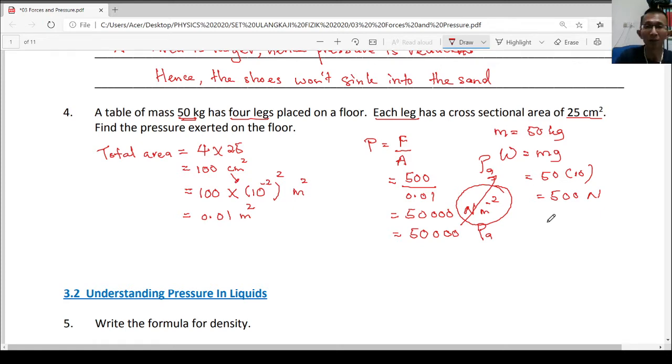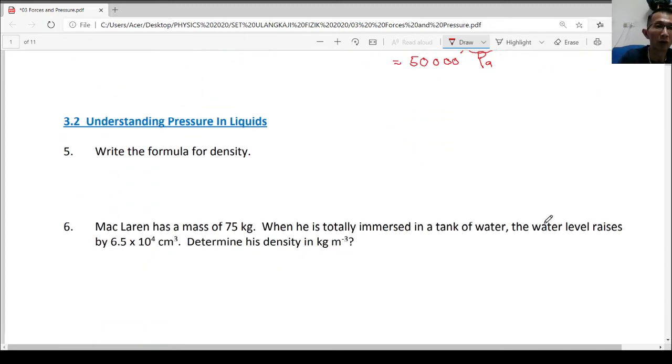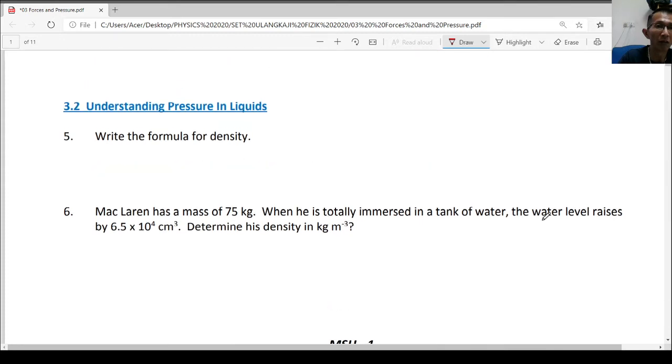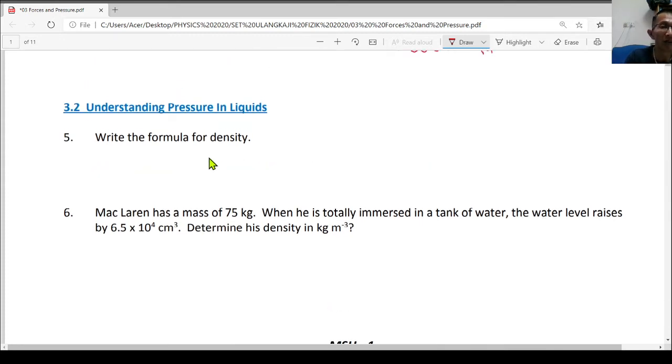That's number 4. We go to 3.2, understanding pressure in liquid. What is the formula for density? So density equals mass over volume. That is the formula for density.